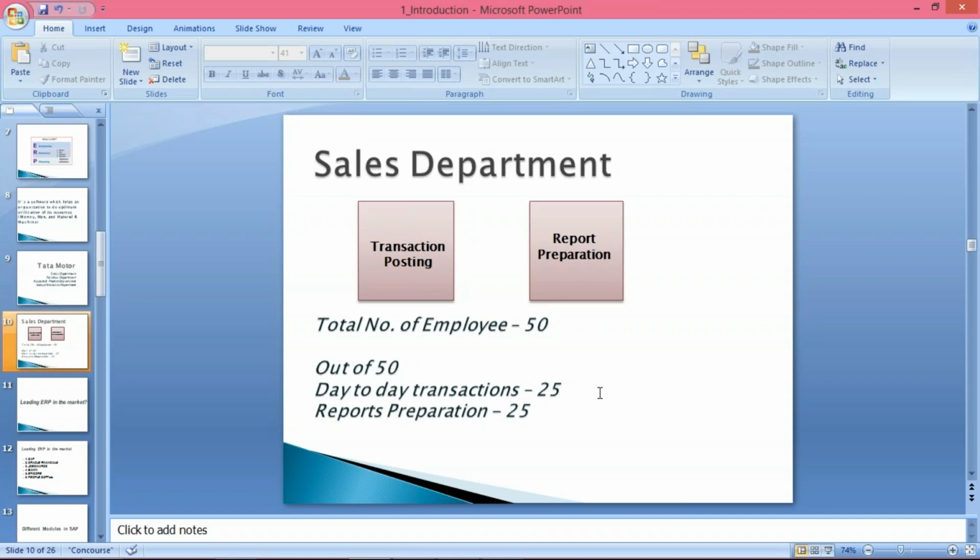As I said, a huge number of transactions are taking place. So in Tata Motor's sales department, 50 people are there, and out of 50, 25 people are involved in recording day-to-day transactions. What kind of transactions? On a daily basis, a huge number of sales are taking place, so we have to note those transactions down, which means we have to track them. That is called customer-related invoices.